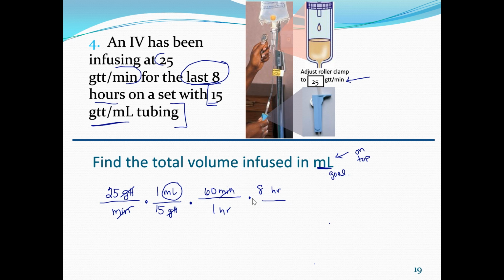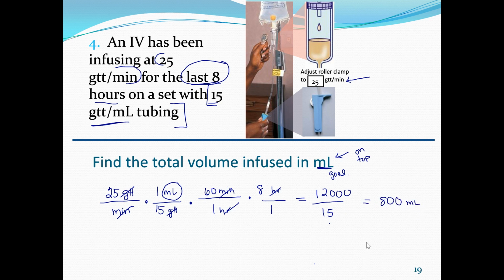So multiplying them would give me the total amount infused. And so I can put that over 1, cancel the hours, and now the only label left is milliliters, which is the label that I want. So I'll take multiplication across the top, 25 times 60 times 8. And so that gives me 12,000 divided by 15. And that gives me 800 milliliters. Not in an hour, milliliters in 8 hours.